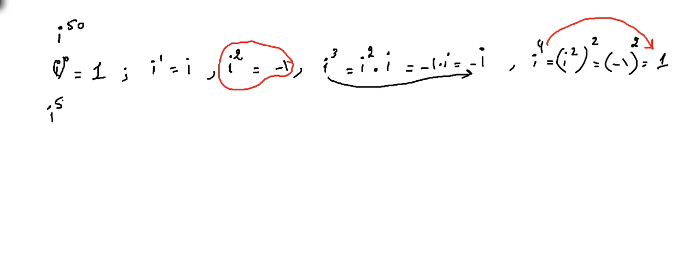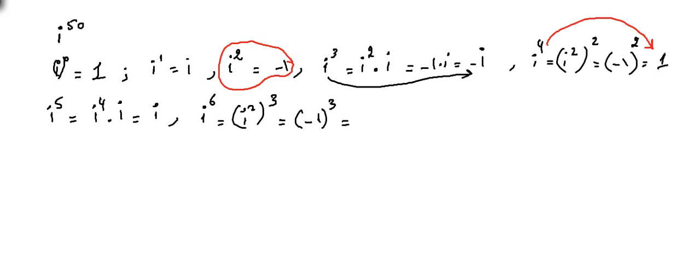i to the power 5 is i to the power 4 times i, and i to the power 4 is 1, we just found it. So 1 times i is i. What is i to the power 6? It's i squared to the power 3, and i squared is minus 1, so minus 1 to the power 3. The answer is minus 1. Minus 1 multiplied by itself 3 times is minus 1. i to the power 7, I'm almost there. It's i to the power 6 times i, and i to the power 6 is minus 1, so the answer is minus i.